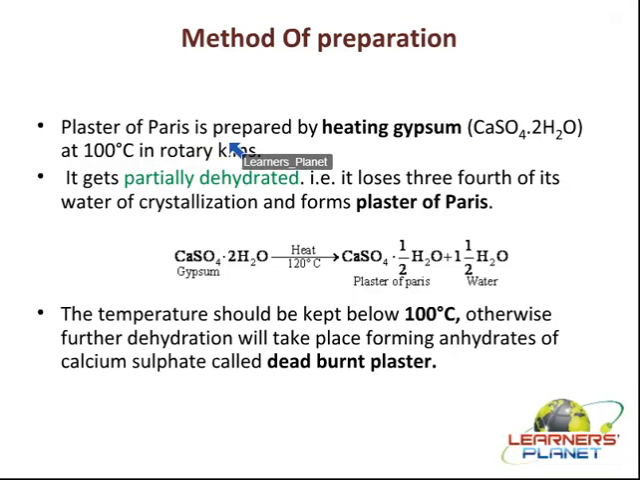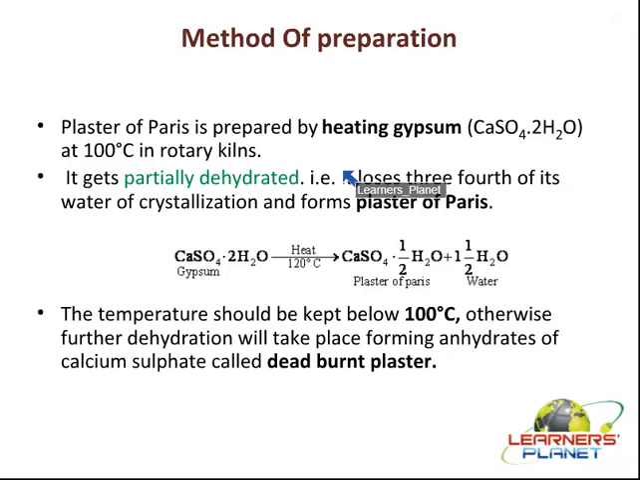Now how can we prepare this? Plaster of Paris is prepared by heating gypsum, which is CaSO4 2H2O, at 100 degrees centigrade in rotary kilns. Now what do you mean by rotary kilns? Rotary kilns, students, are special types of furnaces which can withstand high temperature. They have an inner lining of bricks or silica, right? So that it can withstand high temperatures. Am I clear?